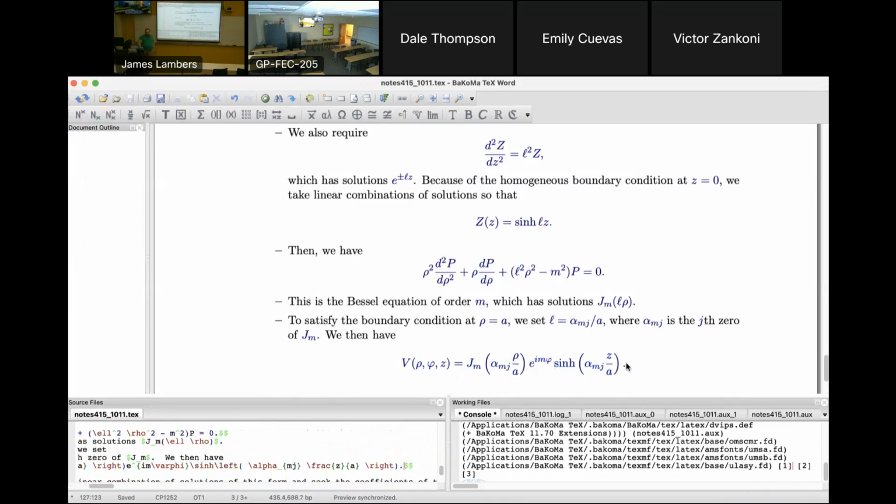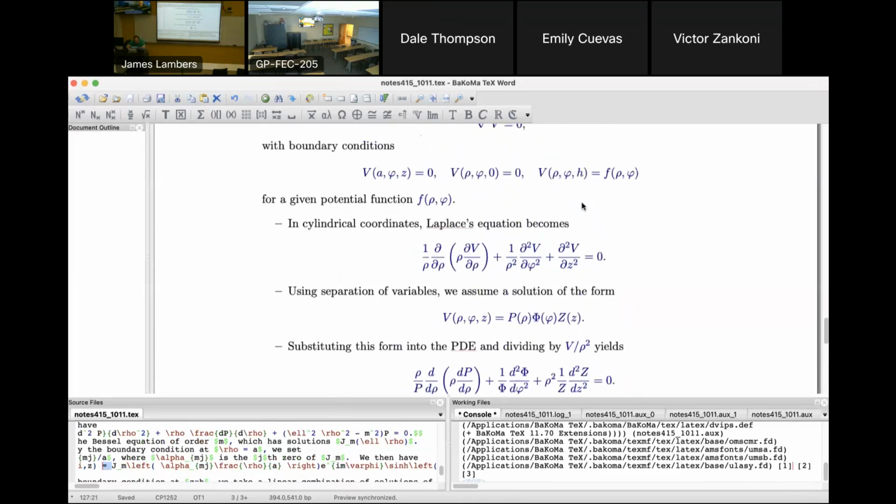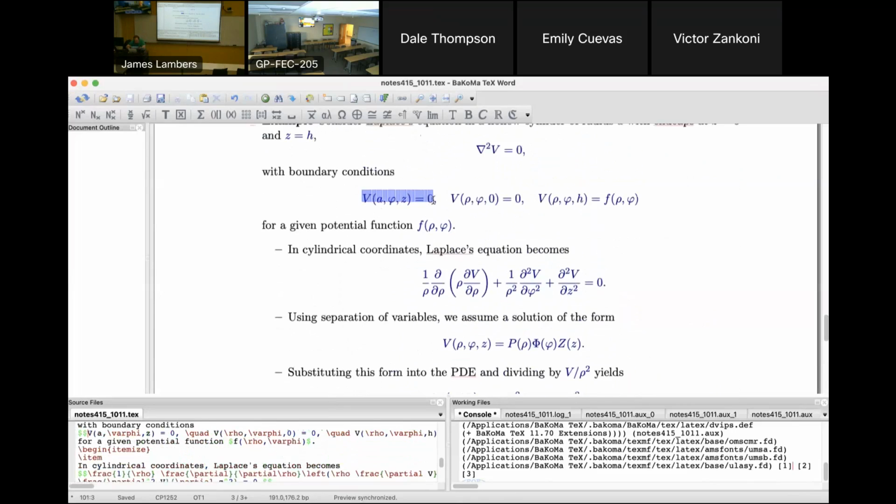So this function here, this capital V, is a solution of our original PDE, Laplace's equation. Now, Laplace's equation is linear, so any linear combination of solutions is also a solution. Now, what have we satisfied so far? We have satisfied this boundary condition and this boundary condition, but we haven't accounted for this one yet. So this is the only thing left.